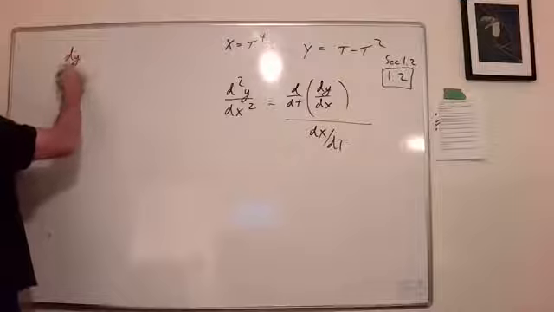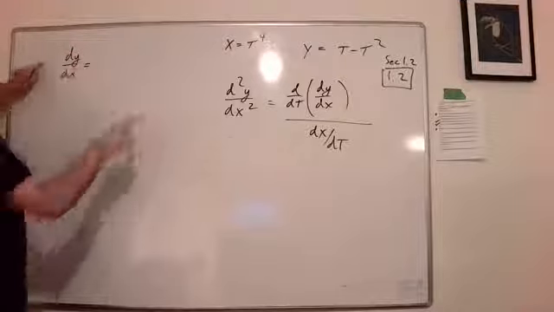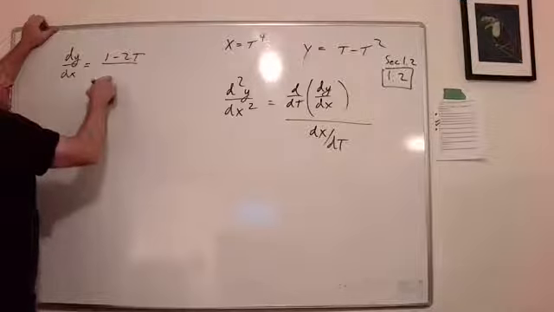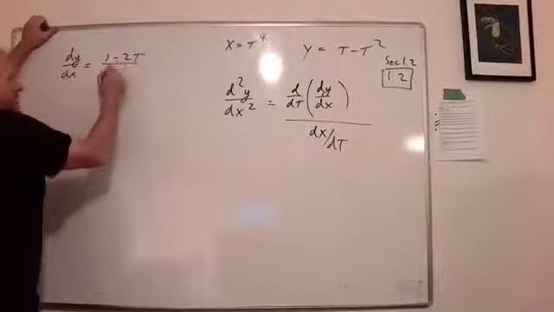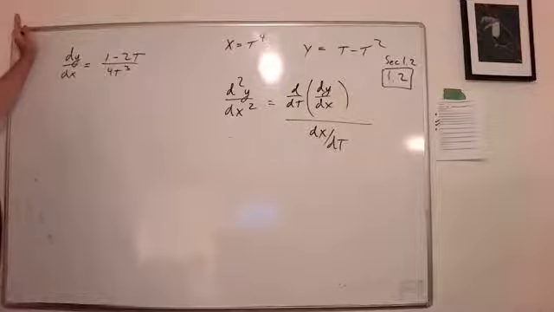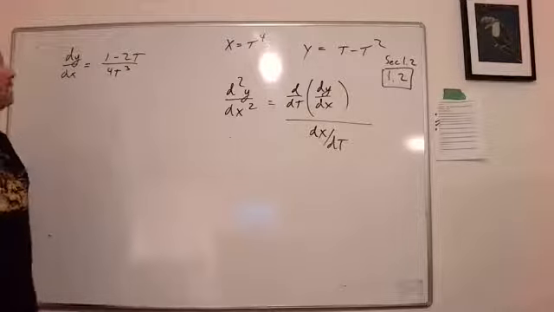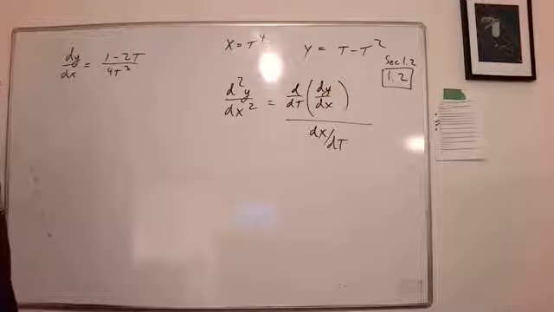So dy/dx, we have that theorem that says we can take the derivative of y with respect to t, so 1 minus 2t, divided by the derivative of x with respect to t, so that's 4t cubed. You have to make these decisions, right? I mean, do you want to try to simplify this? Do you want to leave it as it is?